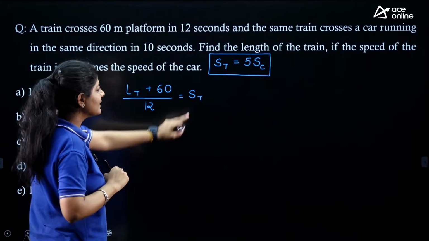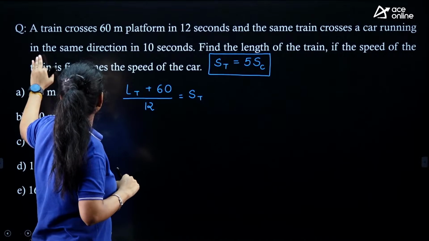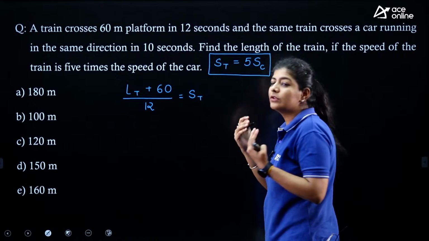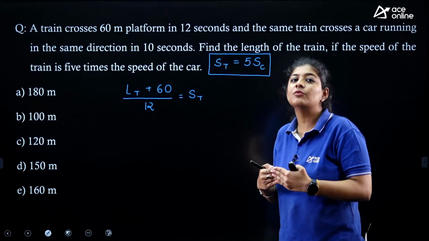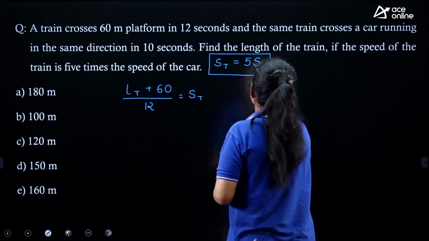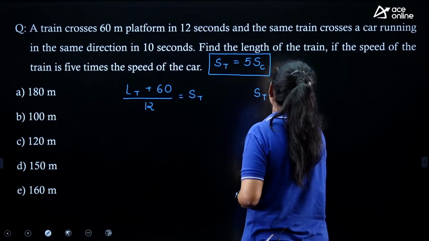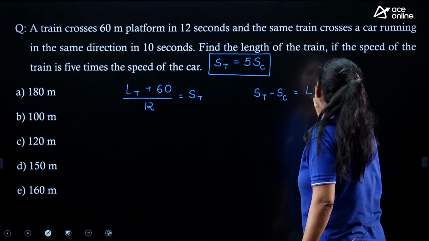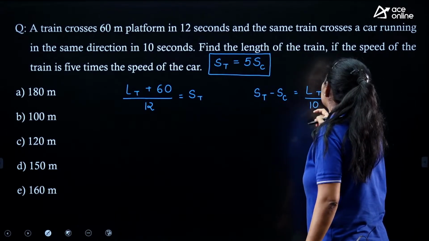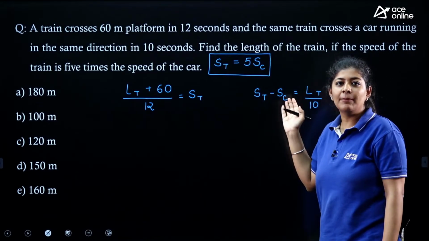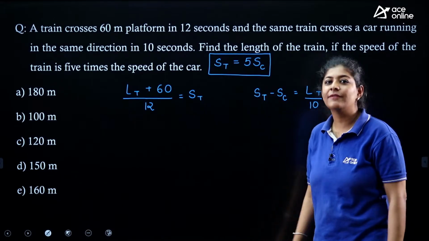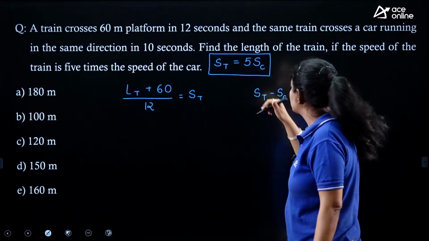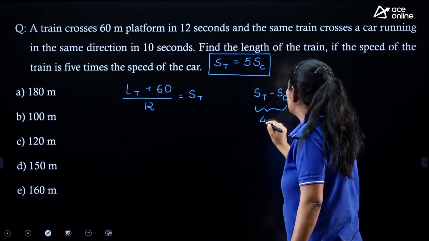Now the question is saying that the same train crosses a car in the same direction in 10 seconds. As both the things are moving in the same direction, I need to use the concept of relative speed. So I can write ST minus SC, which is my relative speed, equal to the length of the train divided by 10. This time I am not taking the length of the car, because the length of the car is almost negligible in front of the length of the train. Now, with this relation, ultimately what I am getting is 4 SC.